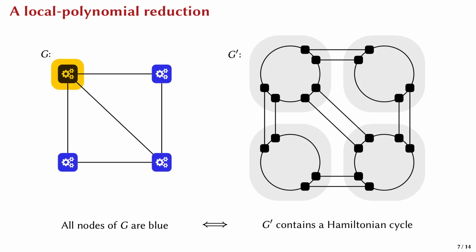For instance, the node on the top left in the original graph is responsible for computing the cluster of nodes on the top left in the new graph. Now, to see that this reduction is indeed correct, let's first assume that our original graph is a yes instance, like in the picture here. And now let's look at an arbitrary spanning tree. What we can observe is that this spanning tree corresponds to a Hamiltonian cycle in the new graph. This Hamiltonian cycle simply represents a depth-first traversal of the spanning tree.